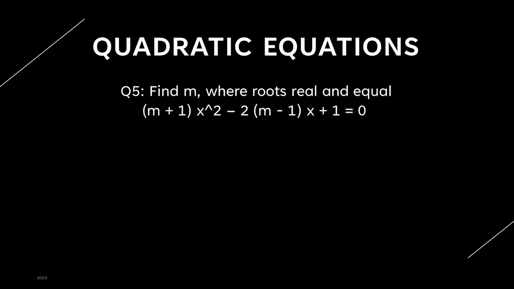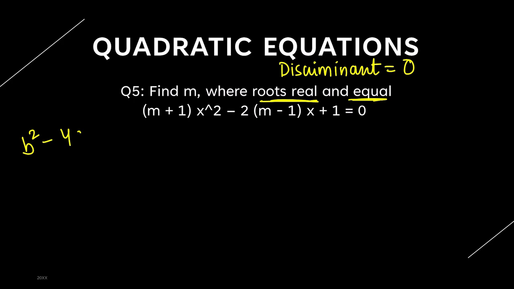Now, they are telling you to find the value of m when the roots are real and equal. Some equation is given to you. They have told you that the roots are real and equal. What is the condition for roots being real and equal? That the discriminant is equal to 0. Discriminant means b square minus 4ac is equal to 0.